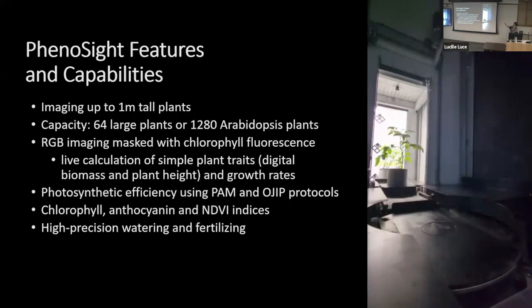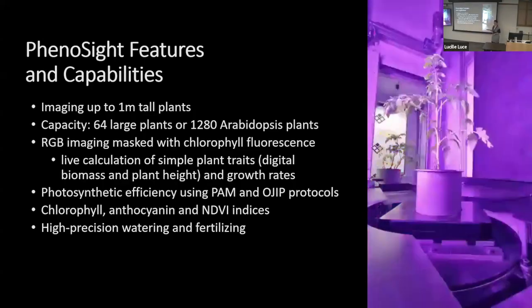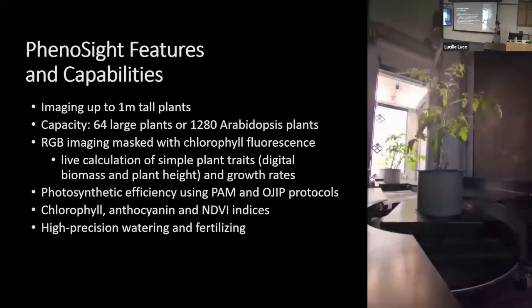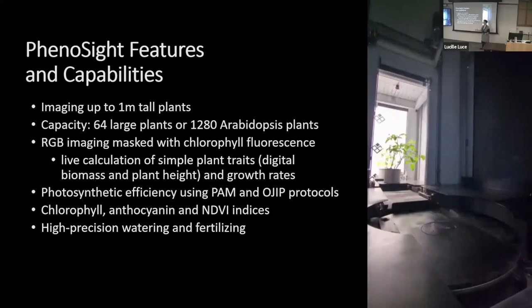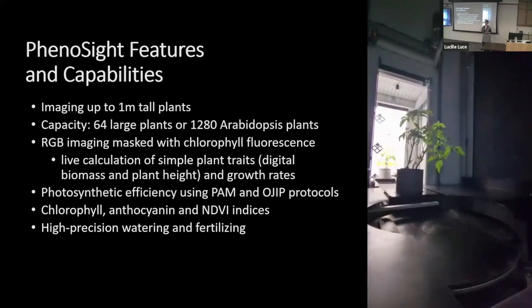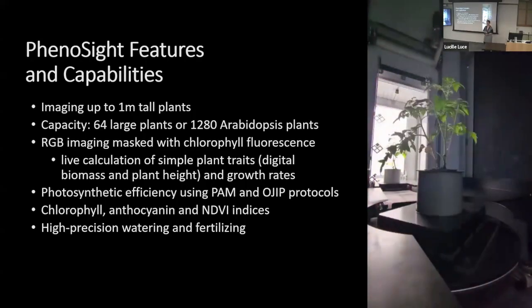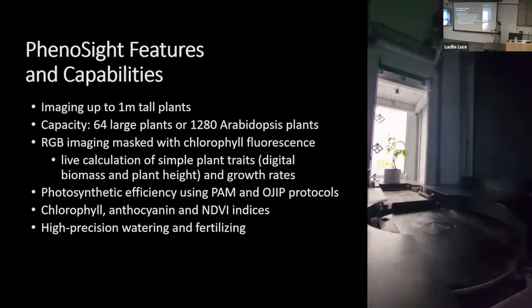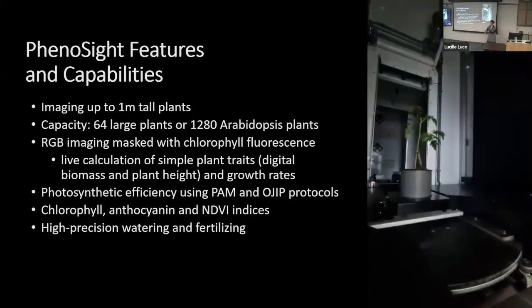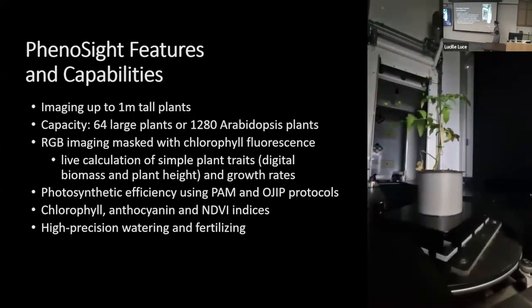So just summarizing the phenotyping features and capabilities, we can image plants up to 1 meter tall, which is 3 foot for the people that don't like metrics. We have a capacity of 64 large plants. We have grown citrus trees, tomatoes, beans, and Setaria. Setaria is a tricky one, but we can. And we have grown Arabidopsis. For Arabidopsis, we can actually grow 20 plants in one tray, which increases our capacity to 1,280 plants.